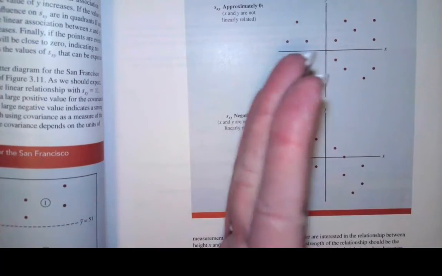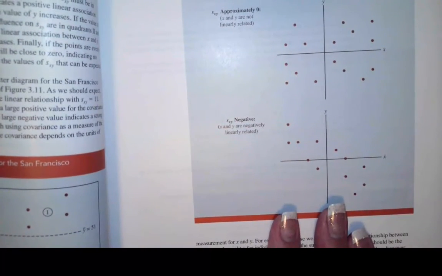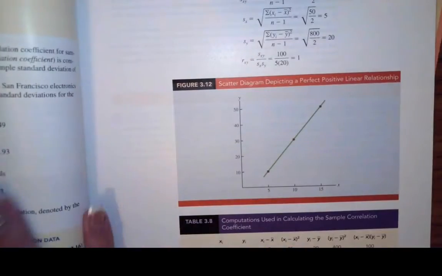Now we look at this one. There's a negative correlation. As you read this from left to right, your data points are going in a downward motion. So that's a negative correlation. Now, what are we going to do with that? We're going to look at the correlation coefficient.